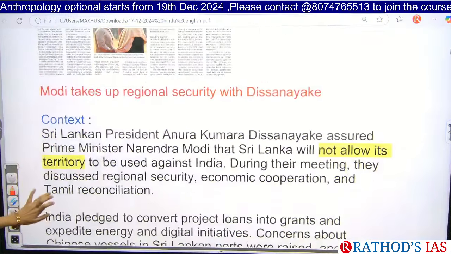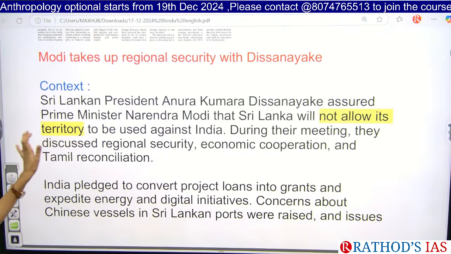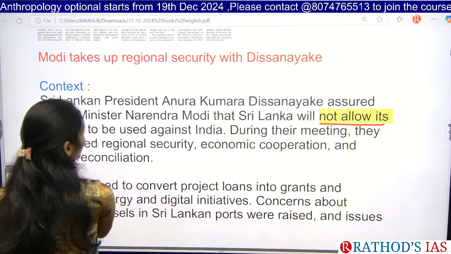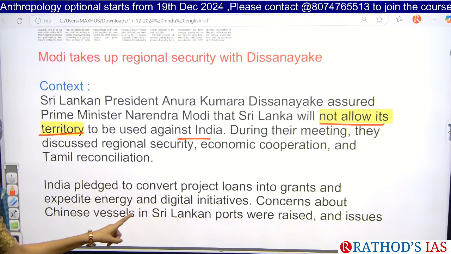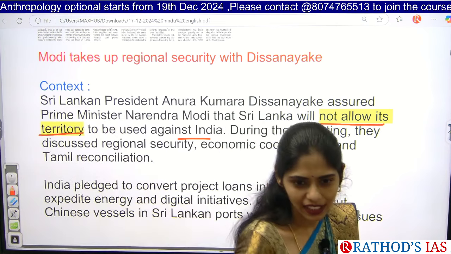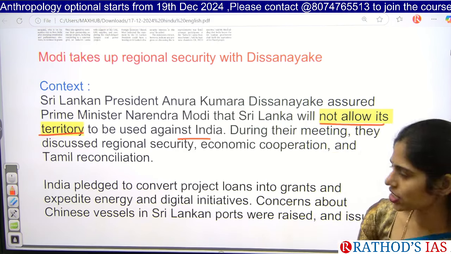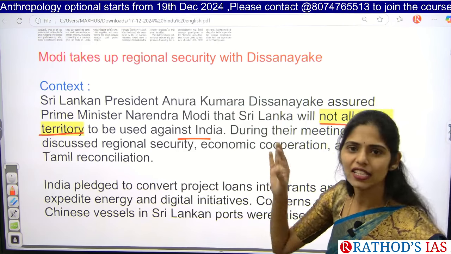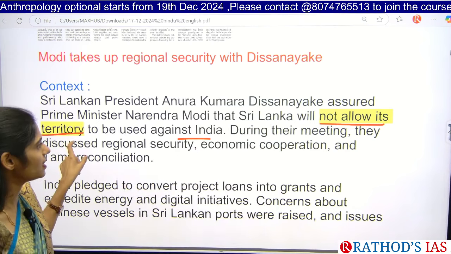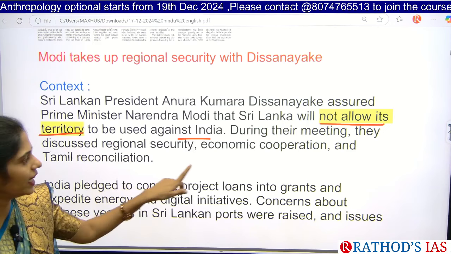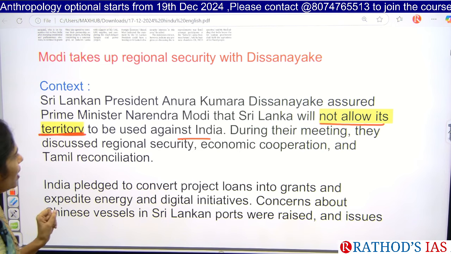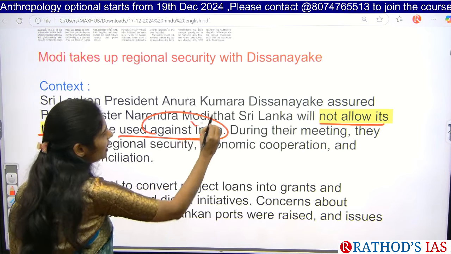So here the Sri Lankan president assured our Prime Minister that Sri Lanka will not allow its territory to be used against India. That means they're talking about the security of India, right? Many people, especially the LTTE as well as other terror organizations, were using Sri Lanka as a ground to act against India. So now this new president of Sri Lanka assured India that they are not going to allow others to use the territory of Sri Lanka to act against India.